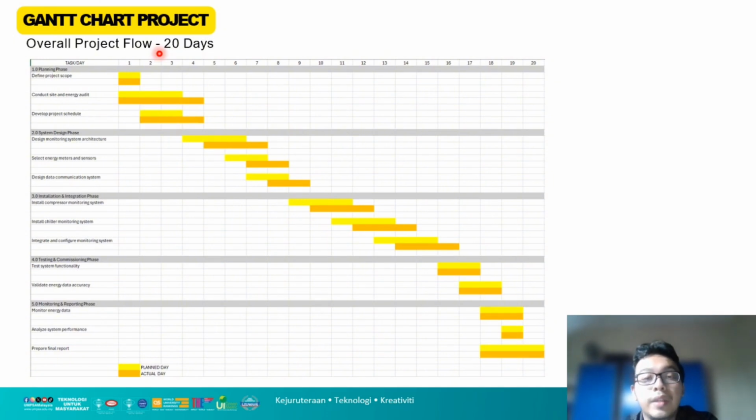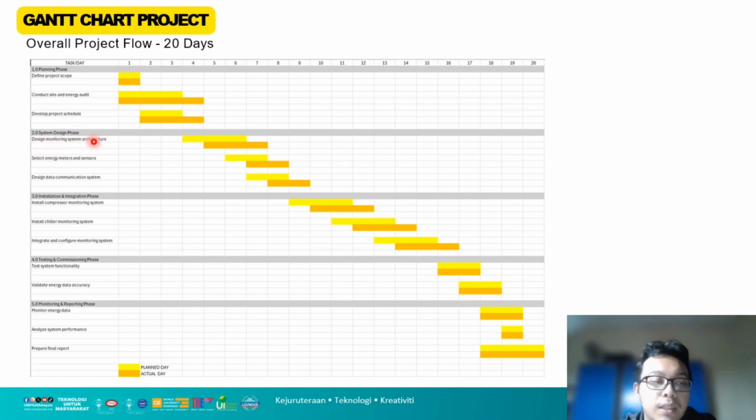The project is divided into 5 phases. The first phase is the planning phase, which includes conducting a site and energy audit, defining the project scope, and developing the project schedule. For defining the project scope, the planned day is 1 day, shown in yellow, and the actual day is also 1 day. Conducting the site and energy audit was planned for 3 days, but we went over and it took 4 days. Developing the project schedule was planned for 2 days, and the actual was 3 days.